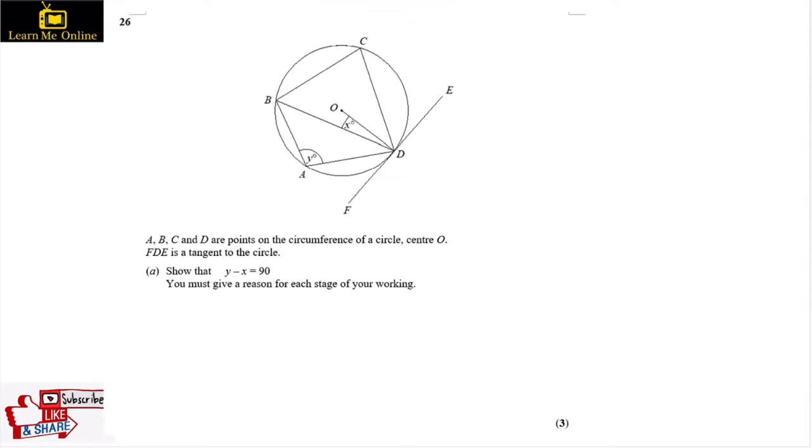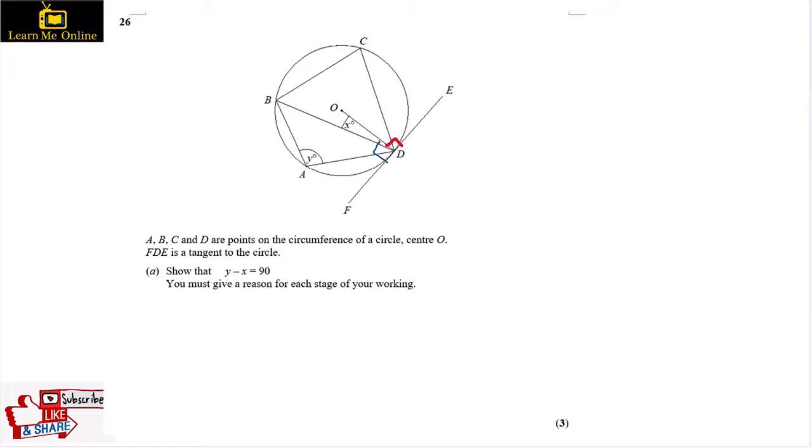Here we have got the next question now. It's a circle theorem topic, and it says that A, B, C, D are the points on the circumference of a circle. FDE is a tangent to the circle. We know that the tangent to the radius of the circle makes 90 degrees. So we have got the tangent to the circle. We know that O to D is the radius of the circle, which is making a straight line. So this angle is going to be 90 degrees, where the other side would be 90 degrees as well.